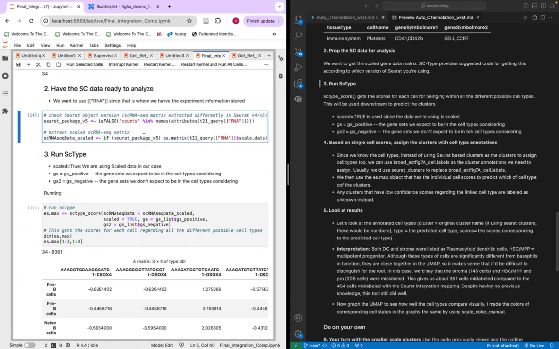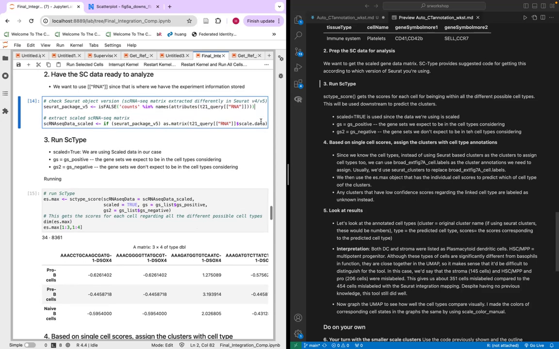So in this case, all we need to do is that they like to use scaled data. That's what they suggest. And the Seurat object already automatically has that in the process. So this is just capturing that scaled data, and it will figure out where it is according to your Seurat version already.